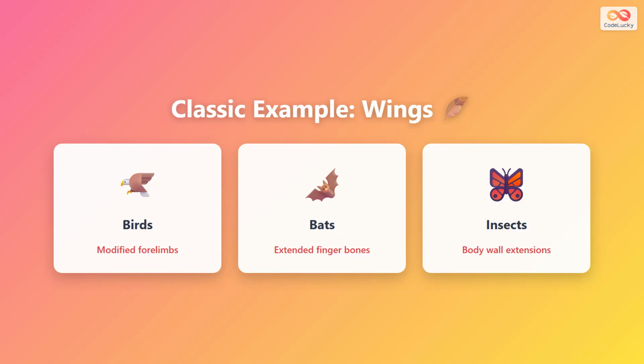Let's look at the classic example of wings. Bird wings, bat wings, and insect wings all serve the same function, flight, but their evolutionary origins are completely different. Bird wings are modified forelimbs, with feathers attached to arm and hand bones. Bat wings are also modified forelimbs, but here the finger bones are extremely elongated with skin stretched between them. Insect wings are entirely different. They're extensions of the insect's body wall, made of chitin, and have nothing to do with limbs at all. Same function, three completely different structural origins. That's what makes them analogous.